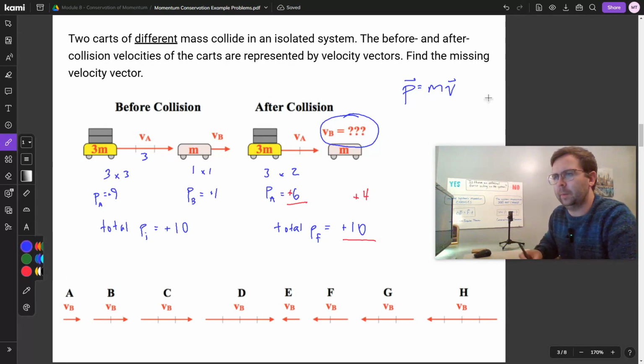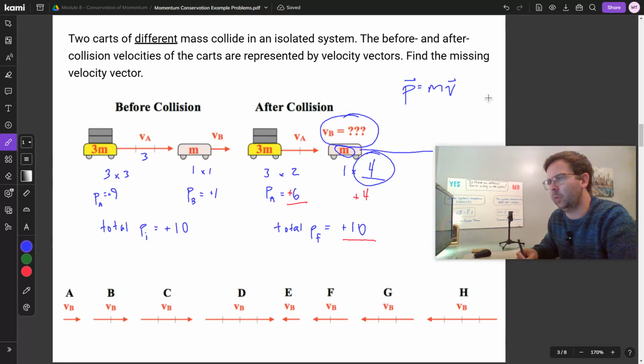The mass is 1, but we don't know that velocity. We know the mass is 1 because it's just the m. But to get a momentum of 4, that means we would need to have a velocity of 4. And so the velocity of this car must be 4 if you work all the way backwards there. It is in the positive direction still, so it's moving 4 units to the right. So we're going to choose option D for our answer here. 4 units of velocity to the right.